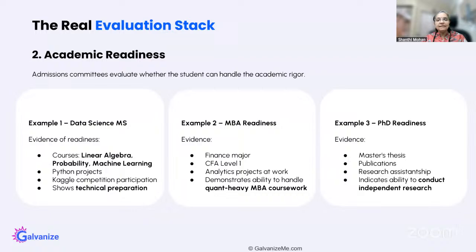Here I've given some examples. If you look at all 3 examples, they are doing things that are very much connected to the program they are applying to. Suppose I say that I want to do a master's in finance, but I don't even have a basic quantitative paper in my undergraduate degree. Obviously, I'm not academically prepared for it.